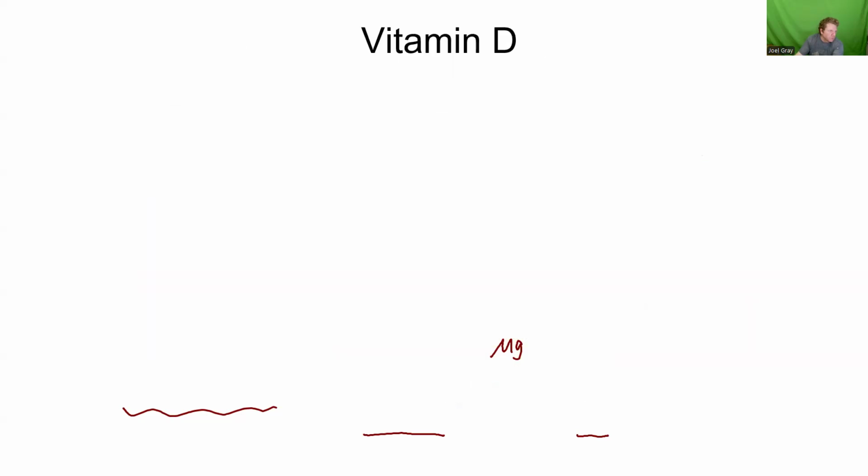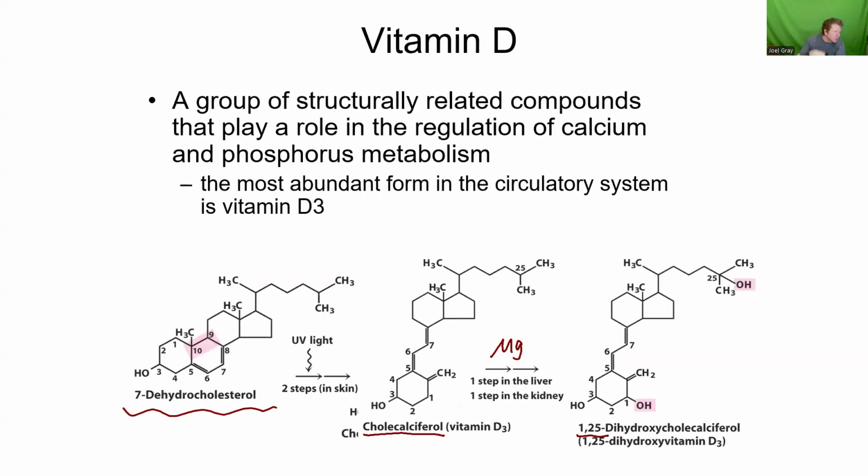Then if I jump forward to vitamin D here, if I look at 7 and 8, I've got a double bond there. That is part of what's going to be targeted. Now I have that double bond in my vitamin D molecule, which is derived from cholesterol. What UV light is going to do is take this molecule that has 4 rings, the 7-dehydrocholesterol, and break open this ring right here.